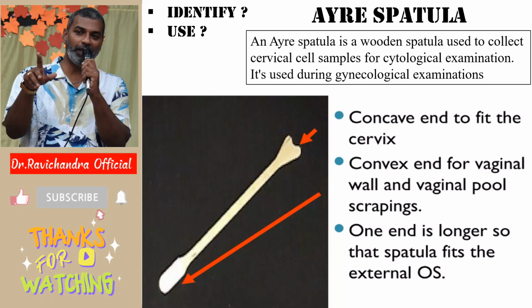Ayre's spatula. Ayre's spatula is a wooden spatula used to collect cervical cell samples for cytological examination. It's used during gynecological examination. And this spatula is helping a lot in screening the cervical cancers. It has a concave end to fit the cervix and a convex end for vaginal wall and vaginal pool scrapings. One end is longer so that spatula fits the external os. Samples are collected by 360 degrees rotation.